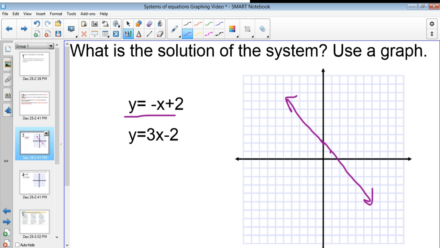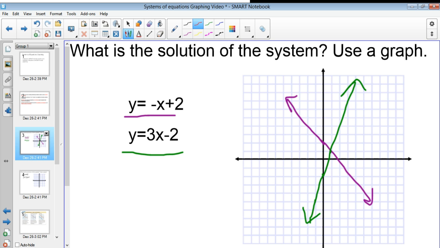Okay, and I apologize if the graph's a little rough. And then I have y equals 3x minus 2. So I start off at my y-intercept, which is negative 2. And then I go up 3 to the right 1, or down 3 to the left 1. Now again, throughout these videos, if you have any questions or just want us to clarify anything, please feel free to pause it, rewatch it, and if you still don't understand it, raise your hand and we will come help you out.